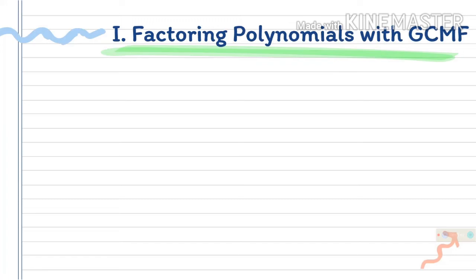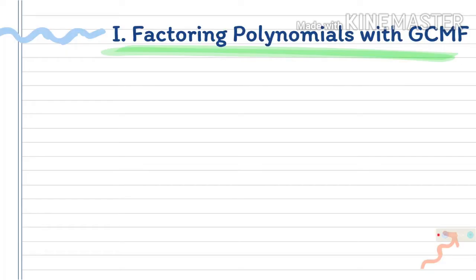Okay, so let's have the first type of factoring. We have factoring polynomials with GCMF. By the way, can you still remember the types of polynomials? How many types of polynomials do we have? Yes, we have four types of polynomials. We have the monomial, binomial, trinomial, and multinomial.